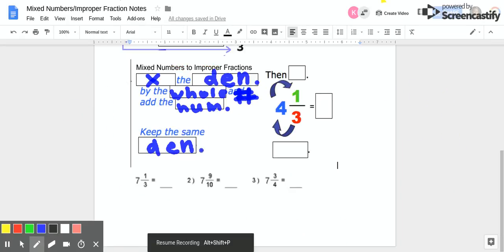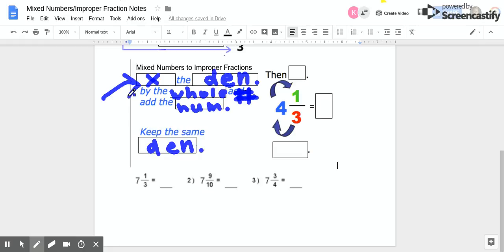Okay, so now fill in the blank on the bottom. The bottom's converting mixed numbers into improper fractions. So the first step is to multiply. That's what that x is. Multiply the denominator by the whole number, and then you add the numerator. So here's what that looks like.